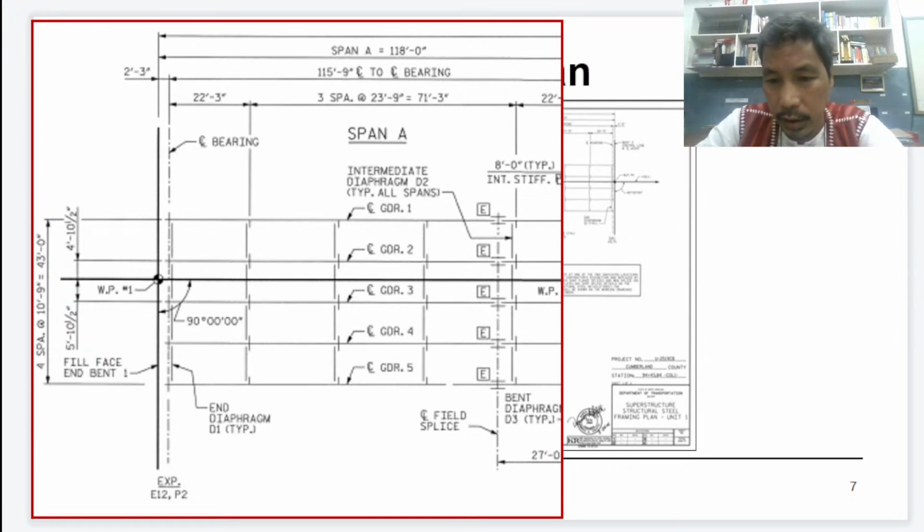As you can notice on the engineering plan, 43 feet 0 inches. So that is the total width of this bridge. Okay. Any other important things here? We already explained that.